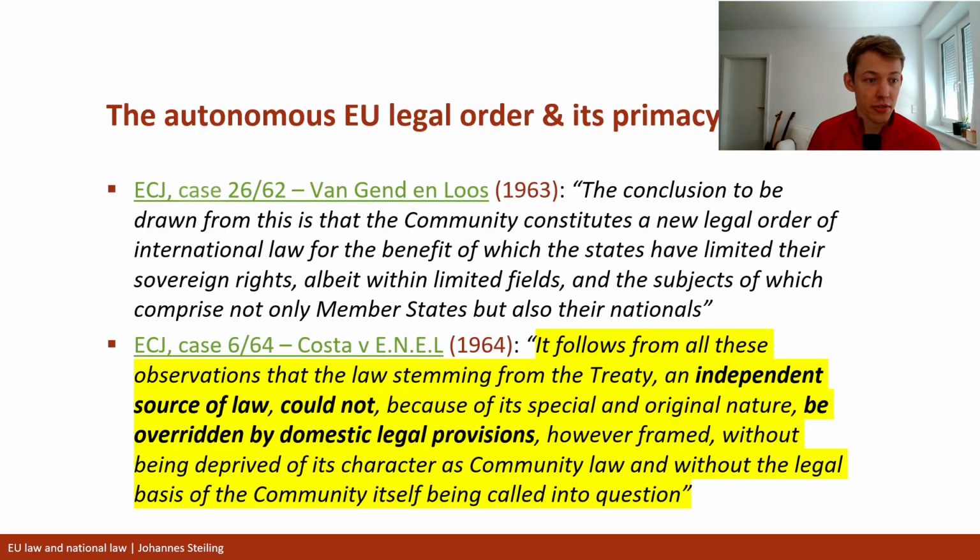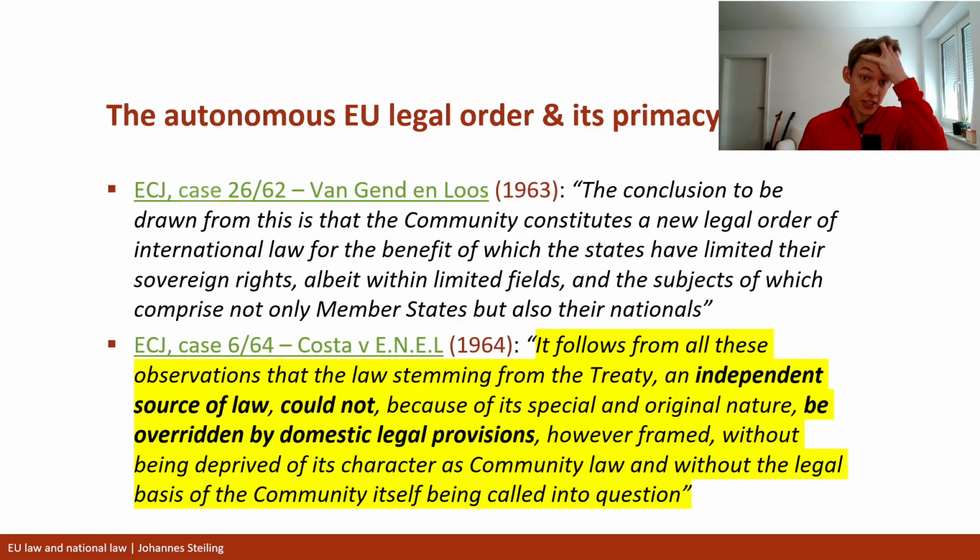It follows from all these observations that the law stemming from the treaty, so we're talking about community law. At that time it was called the European Communities, now it's called the EU, so we just say EU law. An independent source of law, so again, coming back to Van Gend en Loos, this autonomous legal order, could not, because of its special and original nature, be overridden by domestic legal provisions, however framed, without being deprived of its character as community law and without the legal basis of the community itself being called into question.